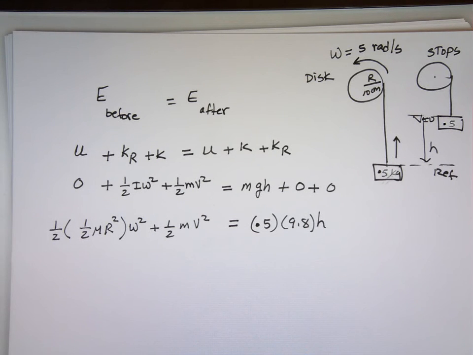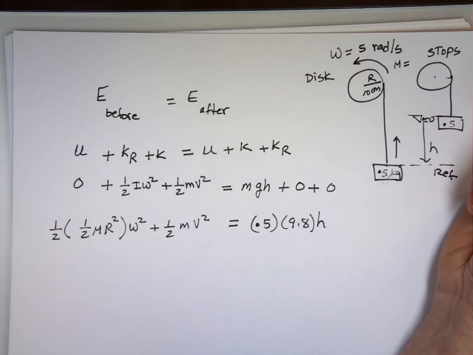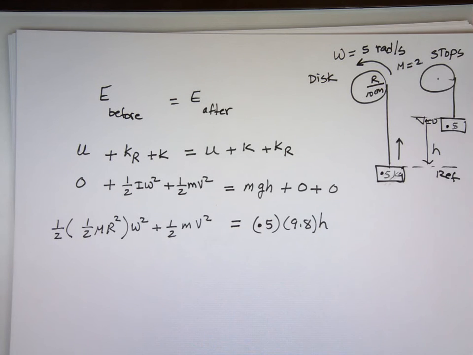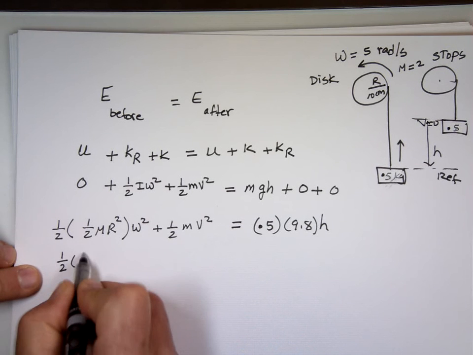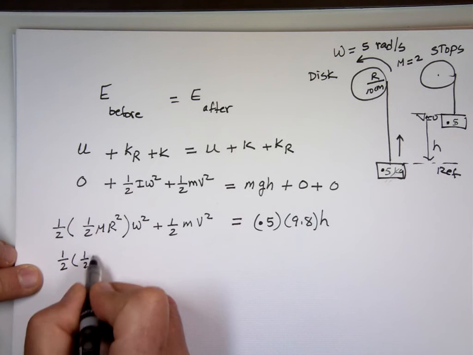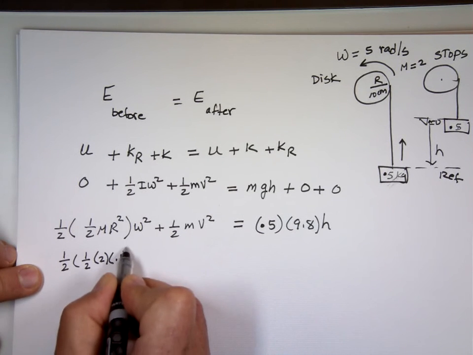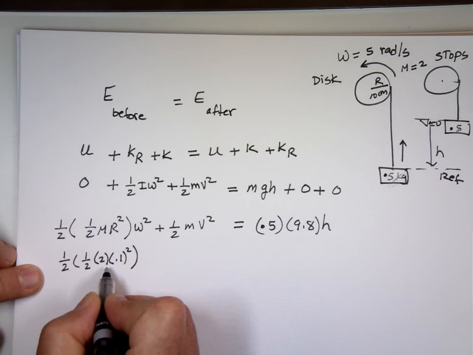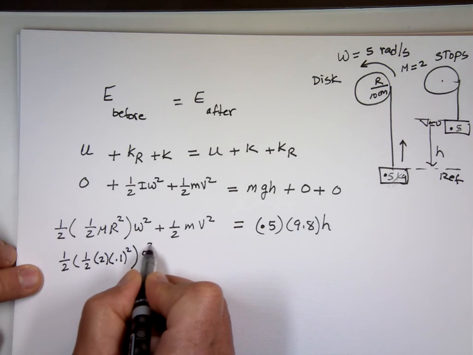Let's fill in the blank. Did we give you a mass for the pulley? No. What's the mass for the pulley? Pick a number. 2.5. 2 is good. I don't have much space there. So this will be 1/2 times 1/2 times the mass of the pulley, which is 2. R is what? 0.1 squared. 1/2 mr squared times W squared, which is 5 squared. So this is the inertia.